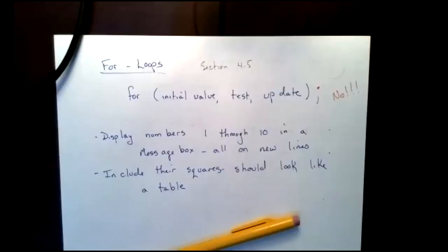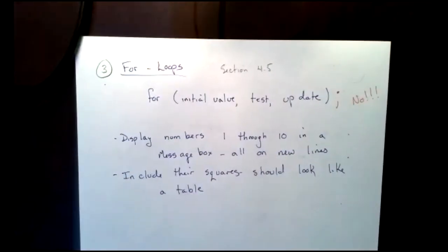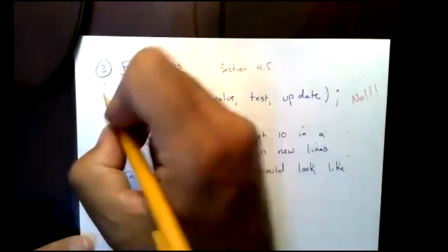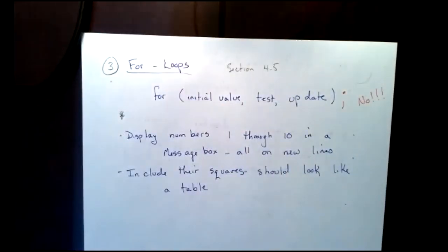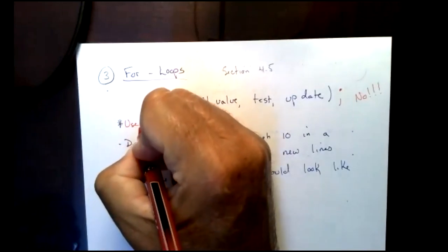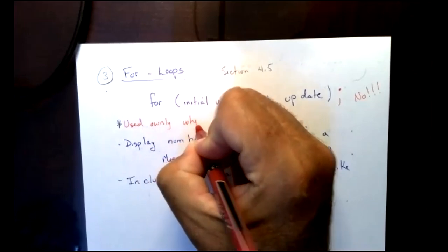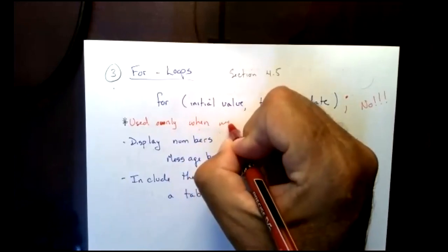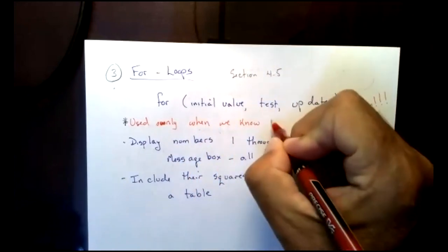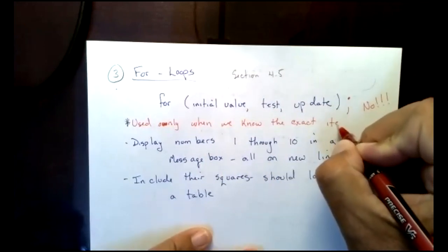Next thing we're going to talk about is loops number 3. This is called a for loop. Now, a for loop can only be used, asterisk. I should put this in red to show emphasis. Used only when we know the exact iterations.